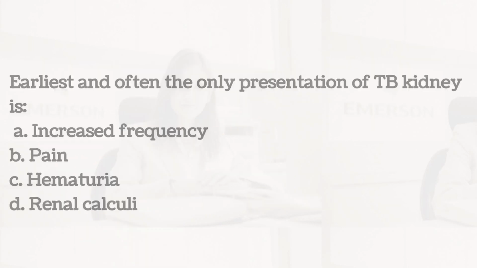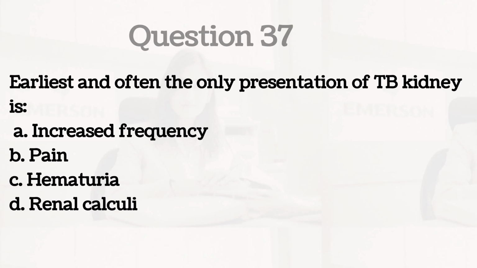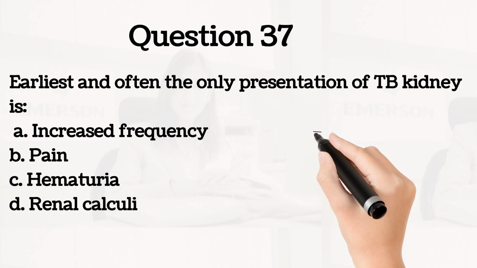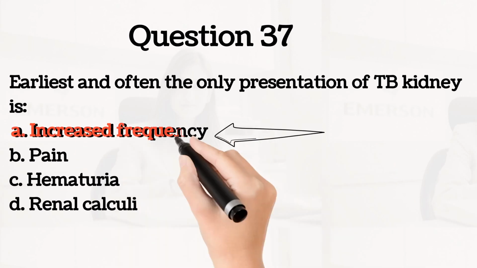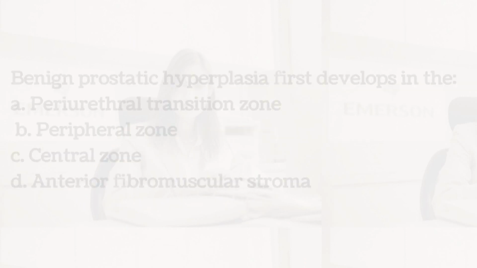Then question 37, earliest and often the only presentation of TB kidney is. So for TB kidney, the earliest and often the only presentation. The options we have: A, increased frequency, B, pain, C, hematuria, and D, renal calculi. So which one is the earliest and often the only presentation? Okay, so the answer for this question is A, which is your increased frequency. That's the answer.